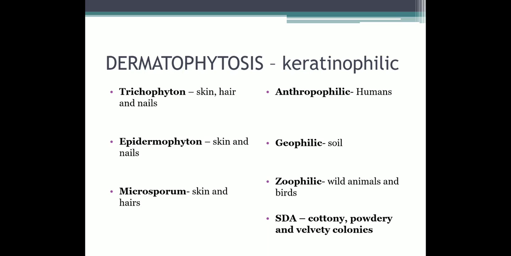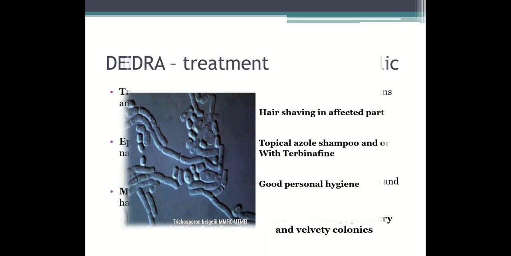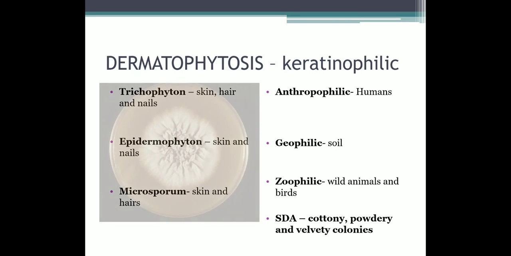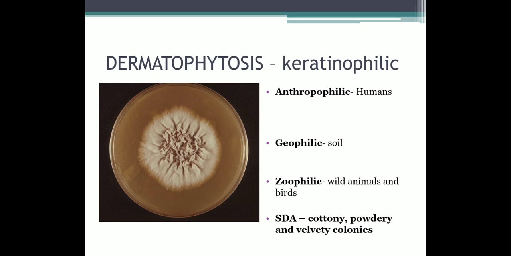Anthropophilic dermatophytes exclusively infect humans, zoophilic infect animals and birds, and geophilic are usually associated with the soil. These dermatophytes are luxury fungi in the sense that if you look at the colonies, they usually have a cottony, powdery, or velvety appearance. I just use the word luxury for easy understanding.